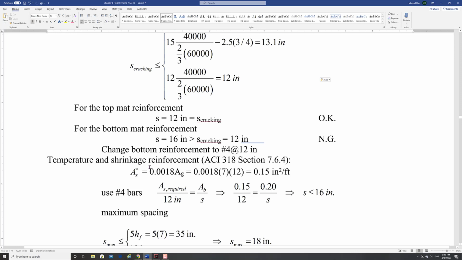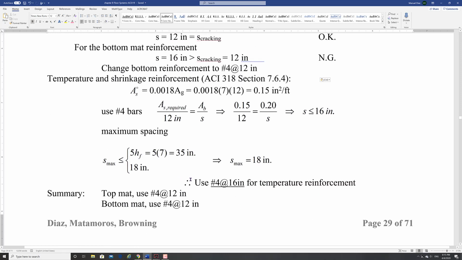My temperature and shrinkage goes by the minimum. And again, here I can use the 16s. So I can say number 4s at 16 for temperature reinforcement. So top mat, number 4s at 12. Bottom mat, number 4s at 12. And temperature, number 4s at 16 inches.